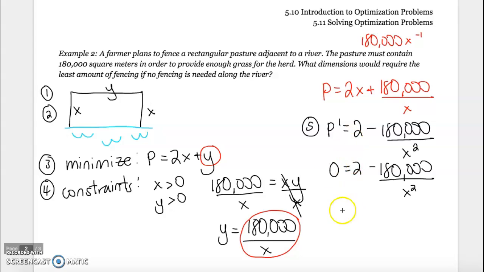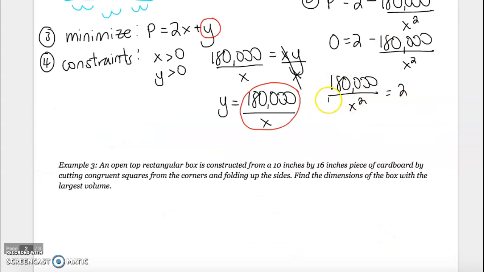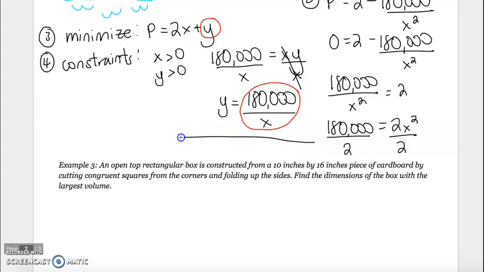Move this over so it becomes positive. So 180,000 over x squared equals 2. All right, so then multiply by x squared on both sides. So 180,000 equals 2x squared. Divide both sides by 2. Awesome. So x squared equals 180,000 divided by 2, which is 90,000. And if I square root that, I get 300. I know it can't be positive and negative 300 because our x value has to be greater than 0.